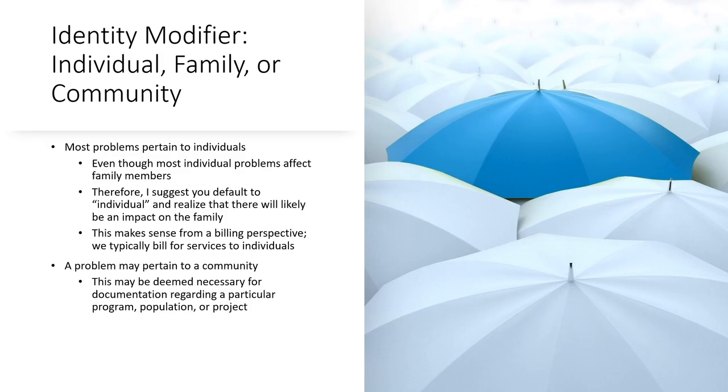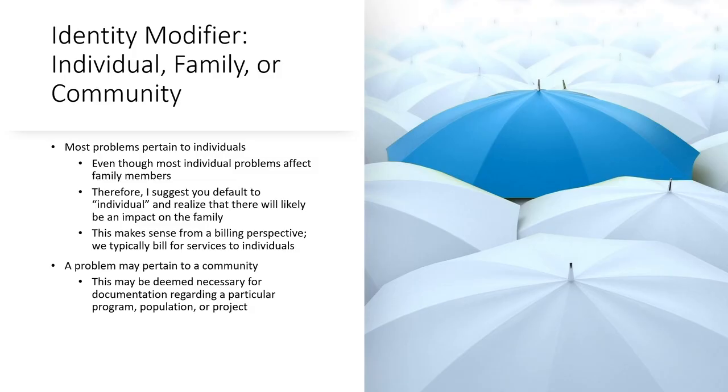Next, let's talk about the identity modifier: individual, family, or community. The Omaha system allows you to document whether a problem pertains or belongs to an individual, family, or community. Most problems pertain to individuals, even though most individual problems also affect family members. Therefore, I suggest you default to individual and realize there will likely be an impact on the family. This makes sense from a billing perspective, as we typically bill for services to individuals.